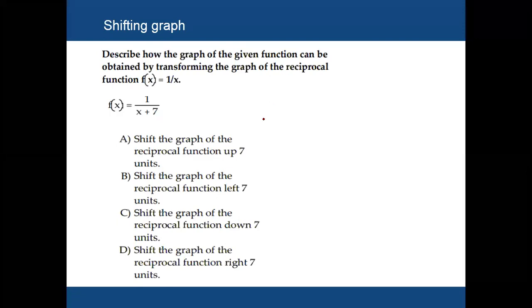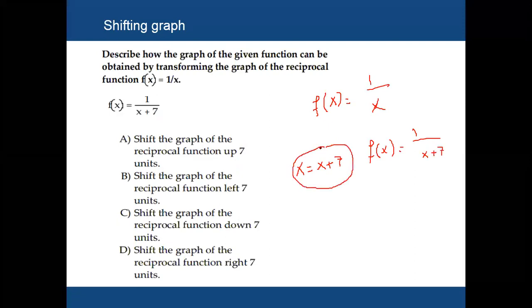Yes, B option is correct because we have the main function, the parent function, equal to 1 over x, and if you replace x with x plus 7, so f of x is equal to 1 over x plus 7. This means that we shift the graph of the inverse function 7 units to the left side. Left side is okay, guys. Great, excellent.